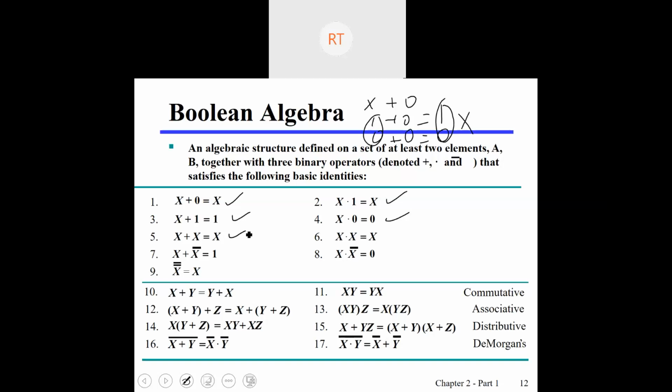Anyone? Yes. X or X. If X is true it comes out true, and if X is false it comes out false, so it follows X. Exactly. So when you are ORing two x's, it's going to give you x.